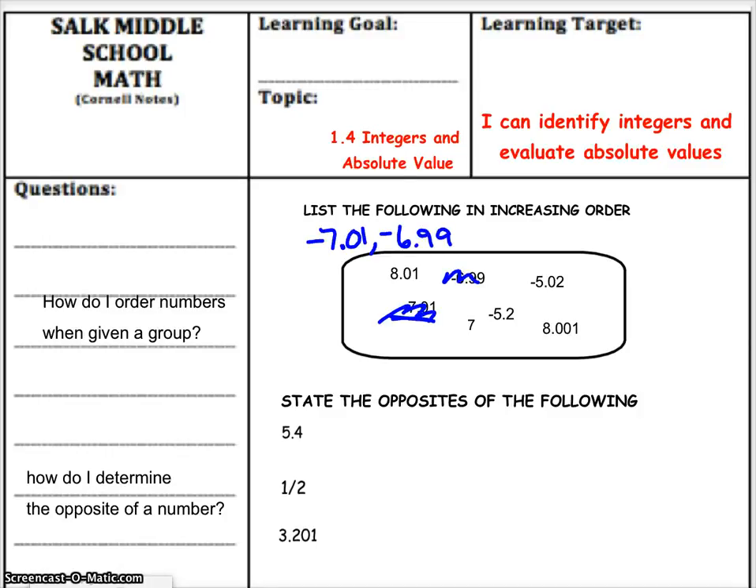Now what about 5.02 and 5.2? They're not the same. You go place value by place value. Same, different. So 0.2 is bigger than 0.02, so that'll be the next one.